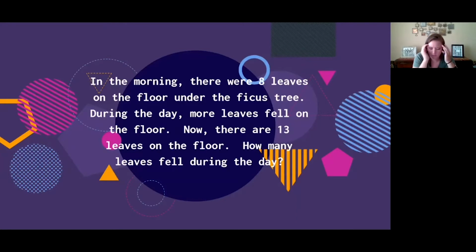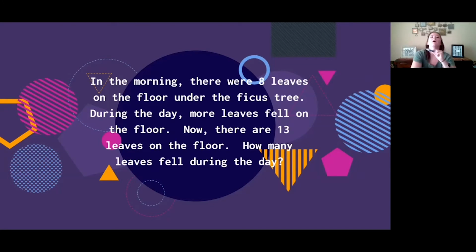Okay, so brainstorm it. How many leaves fell from the ficus tree in the morning? How many fell during the day? What is my equation going to look like? And what is a strategy I can use to solve it? All right, you ready to read it again?